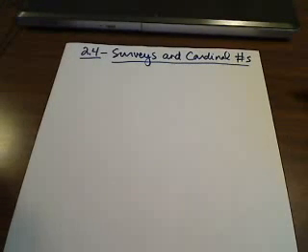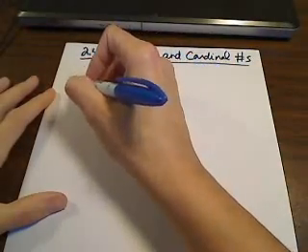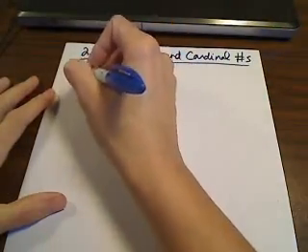Okay, so this is our lecture on section 2.4, which is surveys and cardinal numbers. The first thing that I want to start this set off with is just a cardinal number formula, and I'm gonna write it down, and then we're not really gonna look at it very much. It's somewhat intuitive, common sense, but let's write this down here.